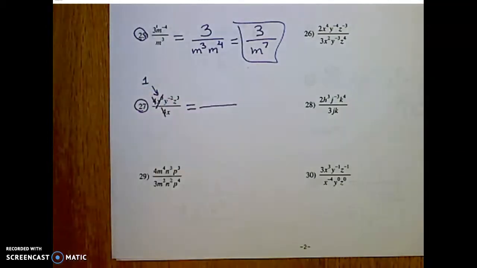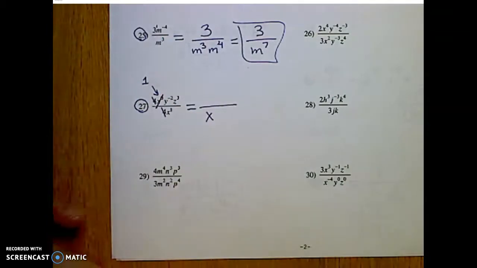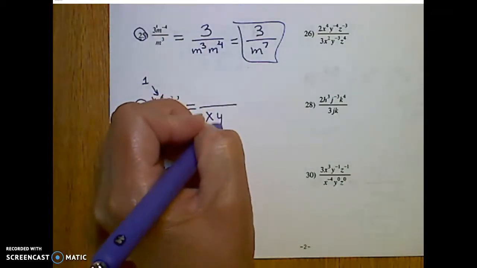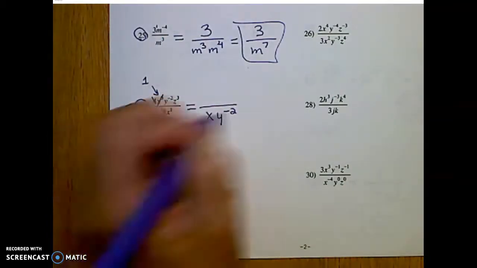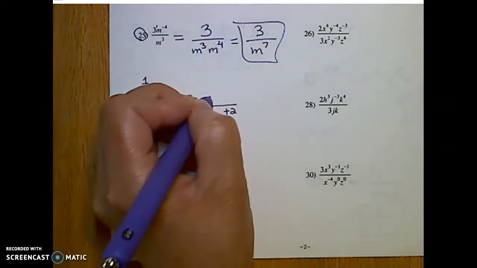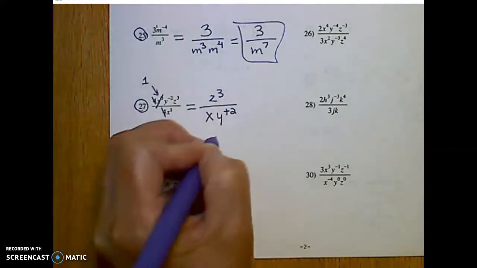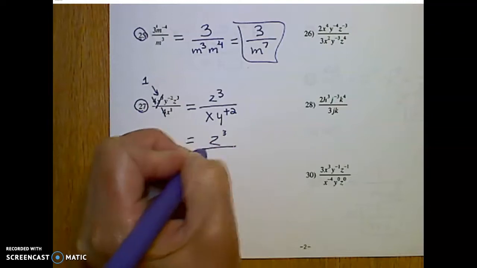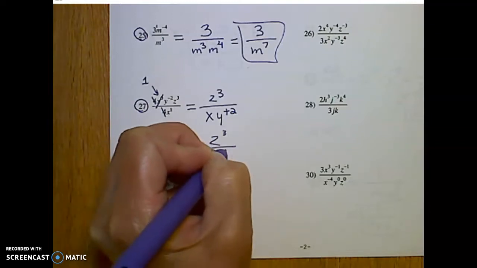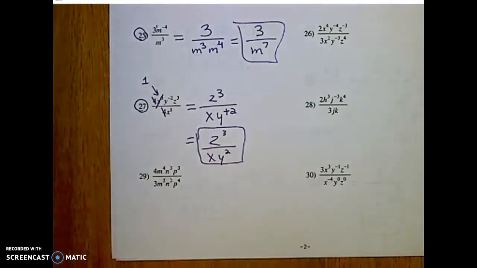Now let's see what stays and see what moves. X to the first in the bottom, so that's going to stay in the bottom. Y to the negative 2 has to move to the bottom and become positive. Z to the third stays. Z to the third over x, y squared. I always write my variables alphabetical. X, y squared.